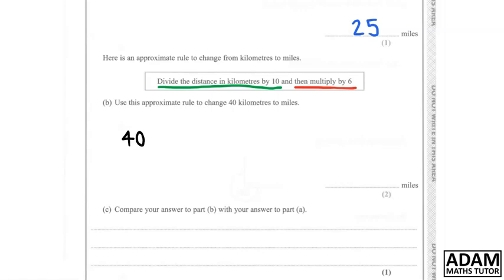So the first thing I need to do is divide by 10. 40 divided by 10 is 4. And next I need to multiply by 6. 4 times 6 is 24.